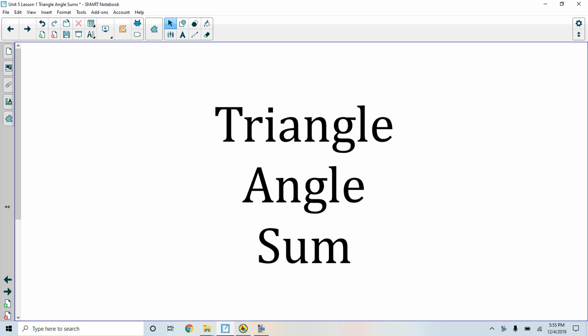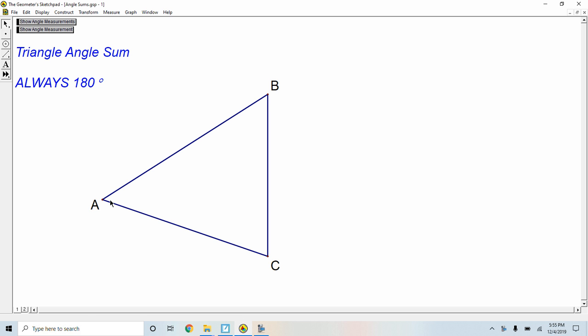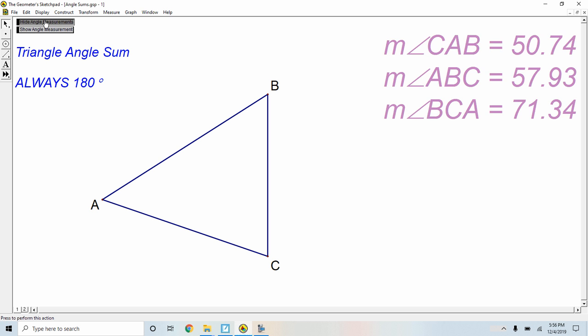And if I were to measure all three of the angles in this triangle, so angle A, B, and C, and add them all together, they'll always add to 180 degrees. It doesn't matter what the triangle looks like. If it's a triangle, then the three angles will add to 180. So here I'm going to measure the three angles.